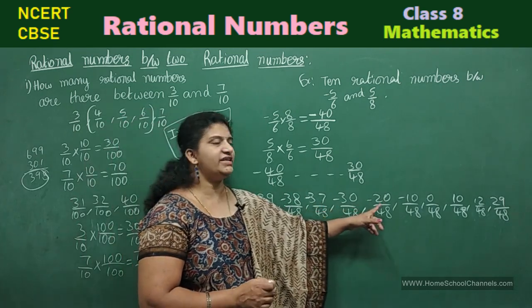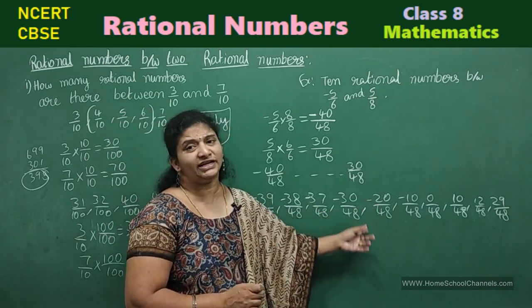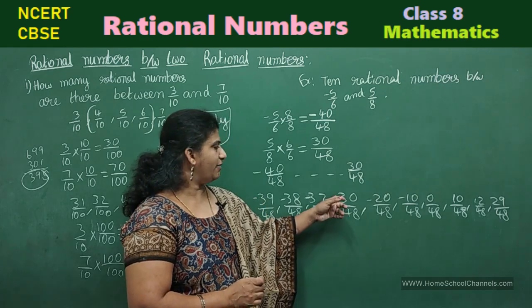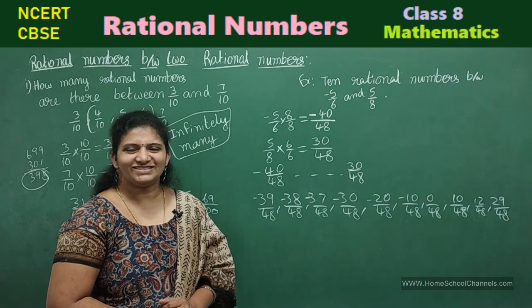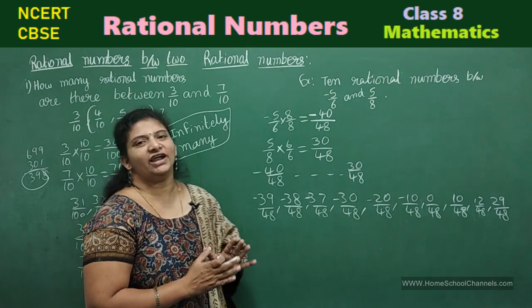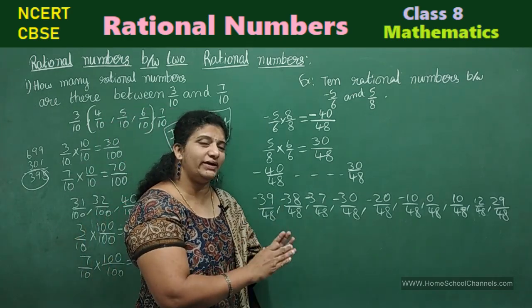You can write 10 rational numbers of your own choice. I have written minus 20 here. If you want, you can write minus 23 by 48, or here minus 28 by 48. Whichever you wish, you can write. Is this clear? Like this, you need to write the rational numbers in between them.